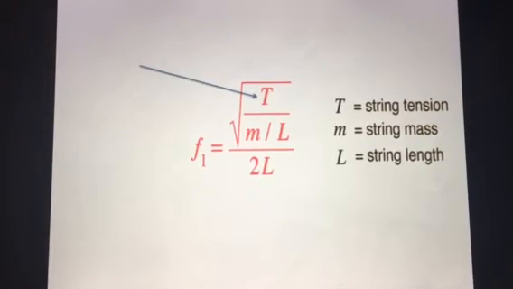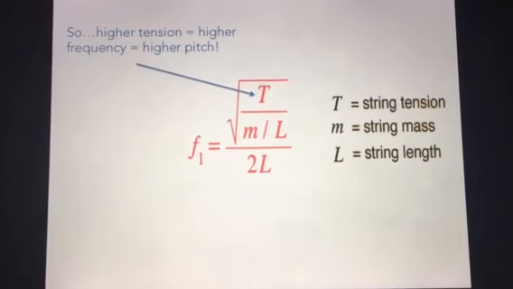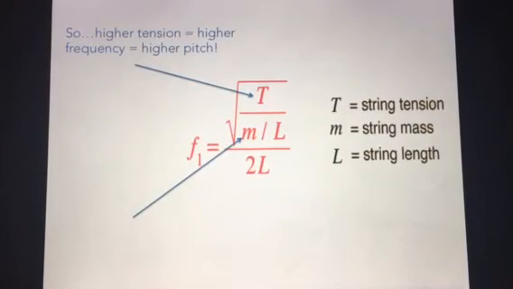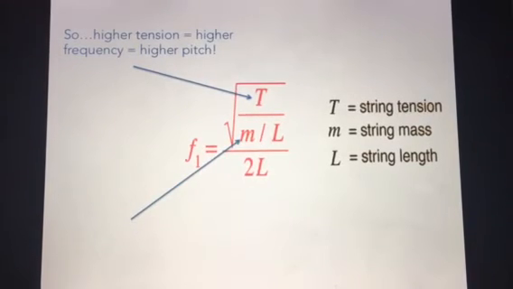Looking at tension, since tension is in the numerator of the square root, if it increases, so will the string's frequency. Thus, it will create a higher pitch. Now, looking at linear mass density, since linear mass density is in the denominator of the square root, if it increases, the string's frequency will decrease, creating a lower pitch.